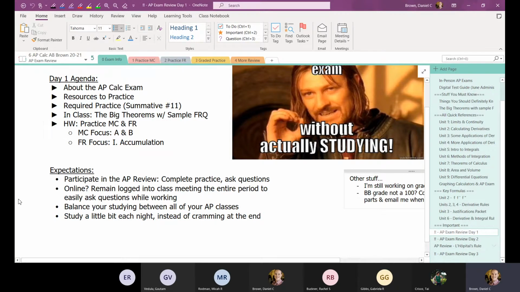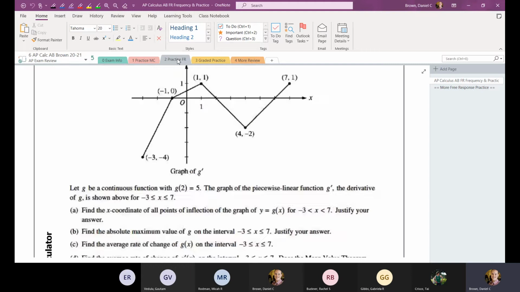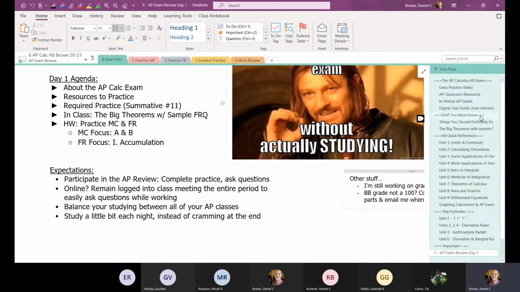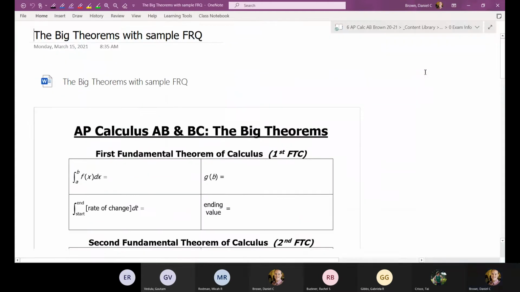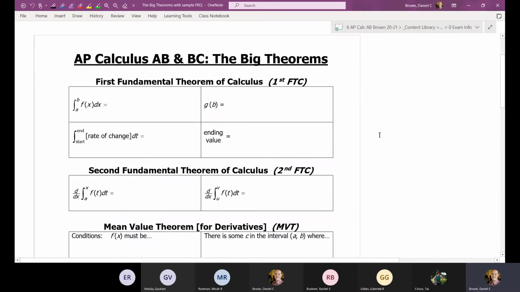What I did want to do today is under the exam info tab, stuff you must know. There's some big theorems that we know shows up in calculus, and I did just want to go ahead and review those. Do a sample FRQ, and then basically that's where I'll stop at today.